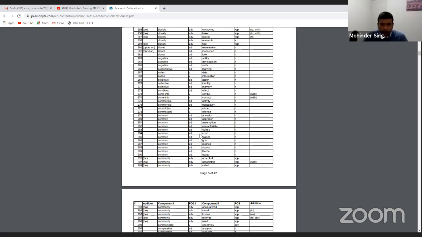Similarly here, common error. So this is a common error. See that it's a common error. This is how we say it. If someone does any error, someone commits an error.